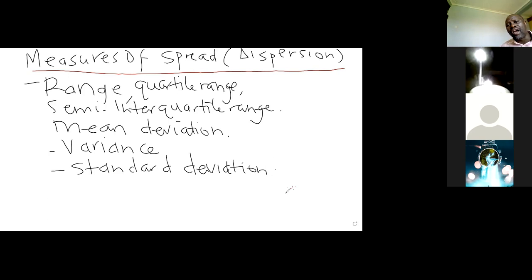Even at home, you have a range for your last born and the first born. Isn't it? Some of you are the first born and you are 22 and the last born is 6 months. So those are issues of range. So we need to remind ourselves what range is, what quartile range is, what semi-quartile range is. Discussion for this week and next.